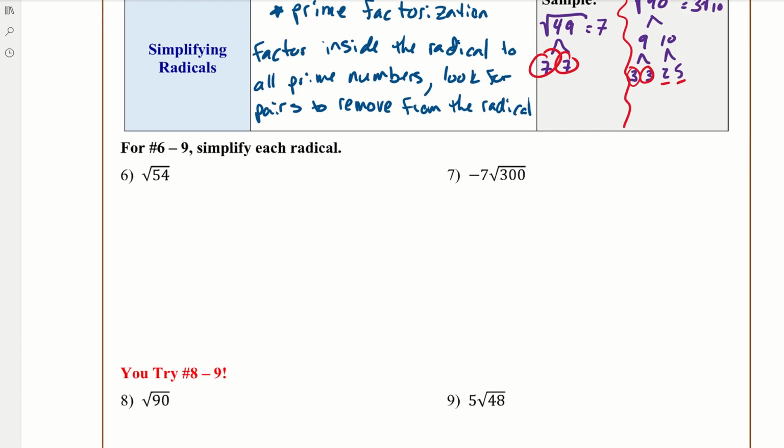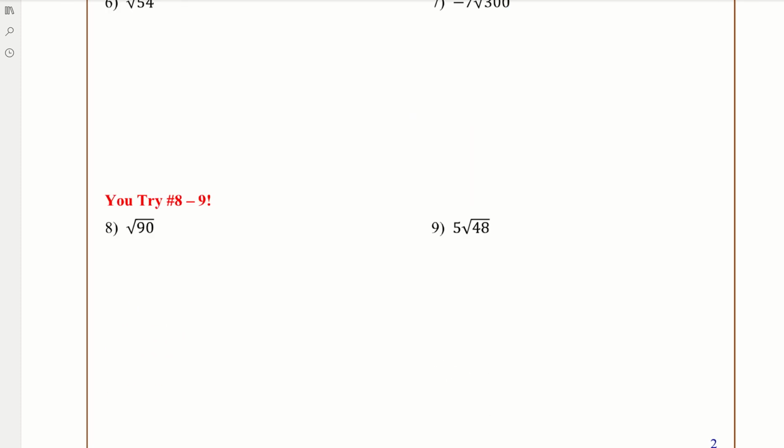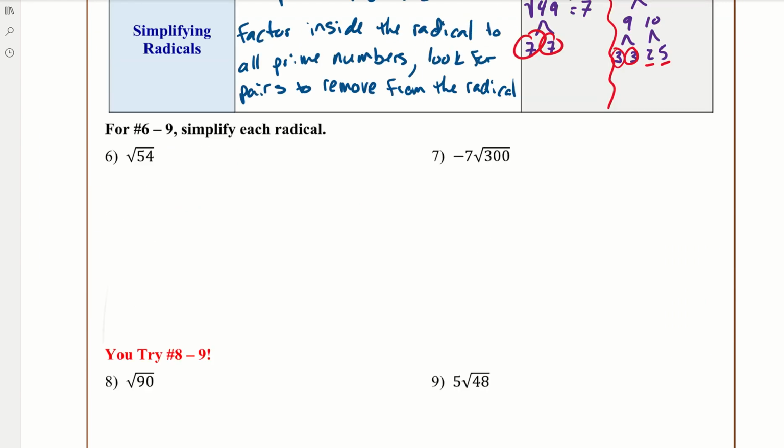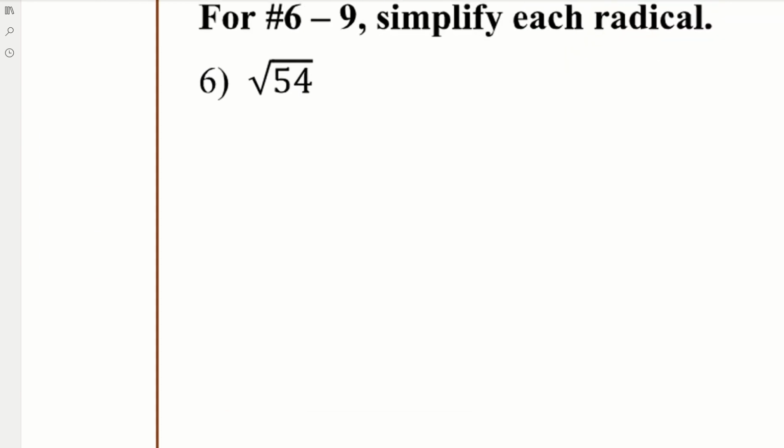Okay, so we're going to do a couple more examples here and then have you guys try a number on your own. Okay, so square root of 54, what is that? It's 27, I think.